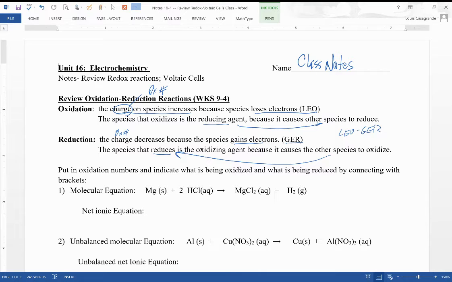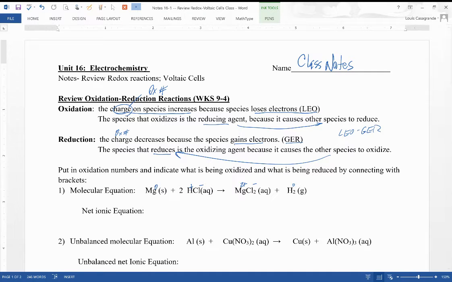Now remember that any element in its elemental state, like magnesium metal, has an oxidation number of 0. In something like HCl, the chlorine is going to be a -1 charge, and the hydrogen is a +1 charge. And in the products, the magnesium gets oxidized to magnesium 2+, the chlorine stays as a -1, and the hydrogen gets reduced from a 1+ to a 0. And that is our overall reaction.